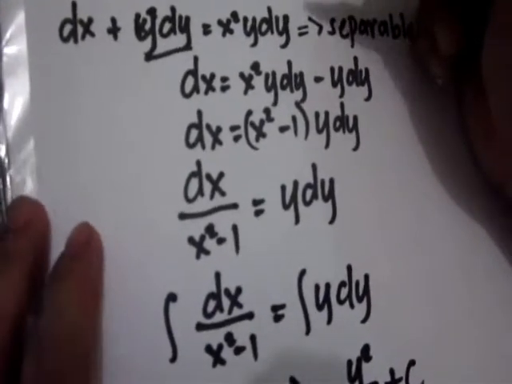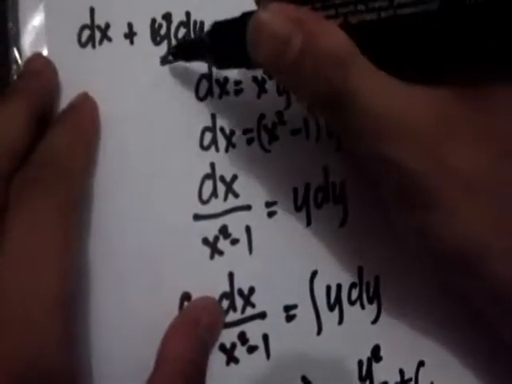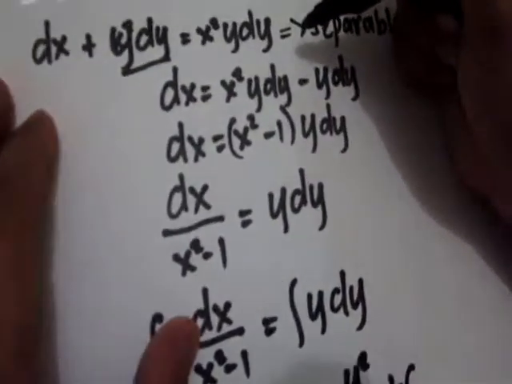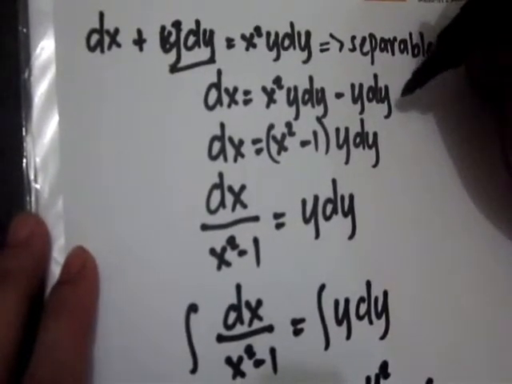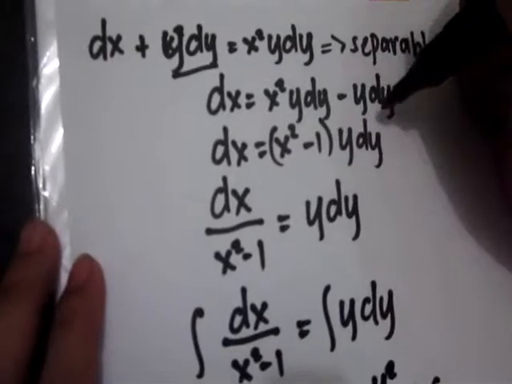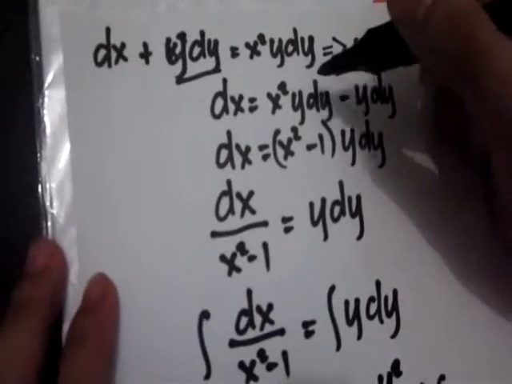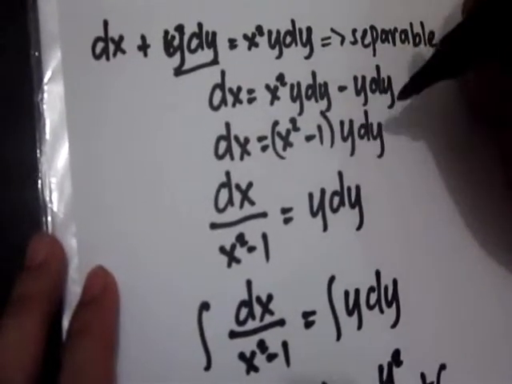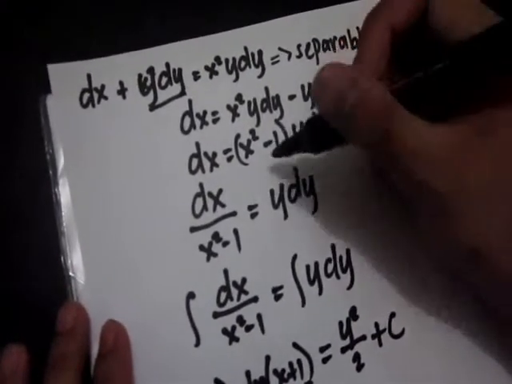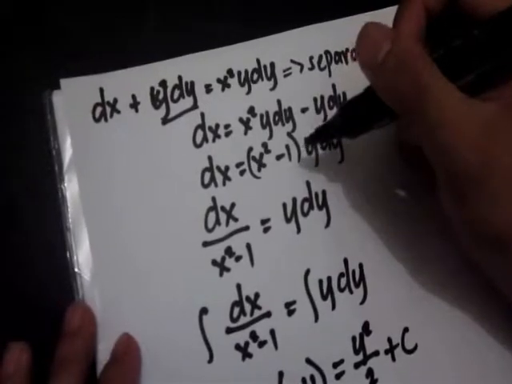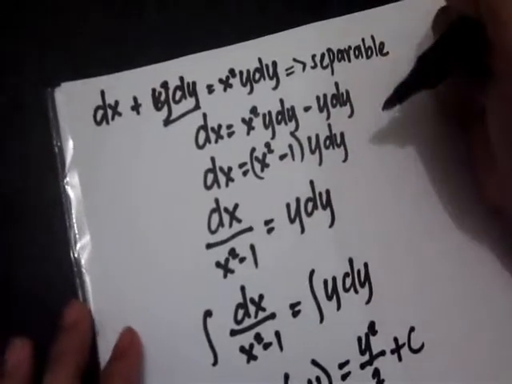form. First, by examining the equation, we can transpose the term y dy to the right side of the equation, forming dx equals x squared y dy minus y dy. And by factoring out y dy in both terms, we will get dx equals (x squared minus 1) times y dy. Then we will divide both sides by the term x squared minus 1, resulting in dx over x squared minus 1 equals y dy.